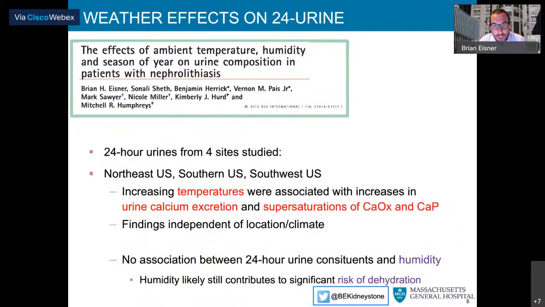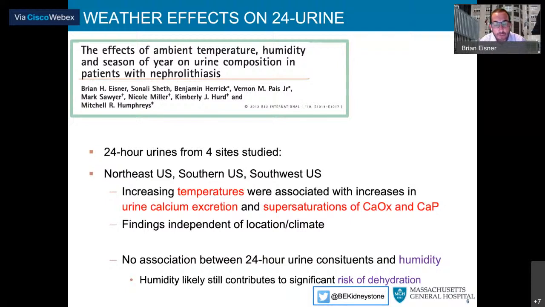I have always been interested in concepts of what other than dehydration may increase risk for stone formation. This was a study early on in my career where we looked at 24-hour urines from 4 sites. We specifically picked these sites because they represented some geographic diversity in the United States. Two of them were in the Northeast: that was us, and then Dartmouth with Vernon Pais. One in the South, that was Nicole Miller at Vanderbilt, and one in the Southwest, which is Mitch Humphreys at Mayo in Arizona.